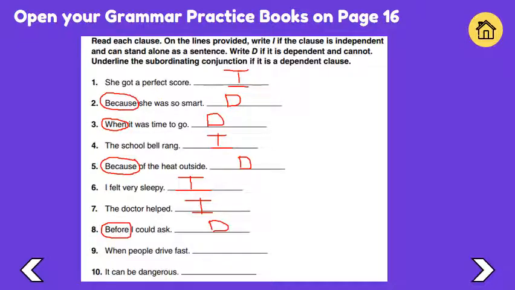Number 9, when people drive fast. What happens when people drive fast? I don't know. There is no complete idea, and there is a subordinating conjunction, when, then it is a dependent clause. Last one, it can be dangerous. It's an independent clause, right? It has subject, predicate, complete idea, and it doesn't have a subordinating conjunction. It is an independent clause.